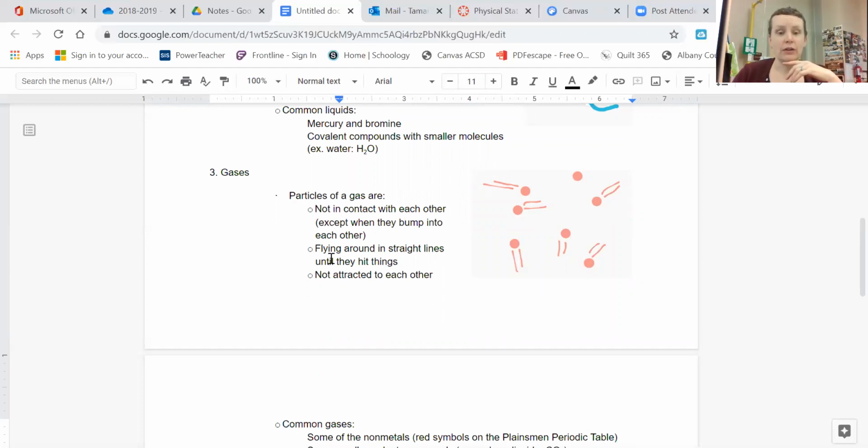And speaking of that, they're flying around in straight lines. They don't take a curve in the middle of nothing. They have to hit something to change directions. And they're not attracted to each other, which is why it's a gas. Those particles are spread apart, far apart from each other, because there's no attraction to hold them closer to each other.